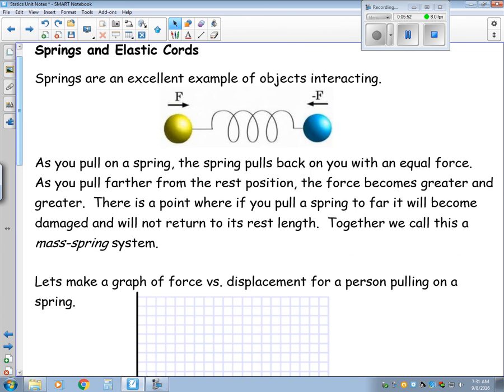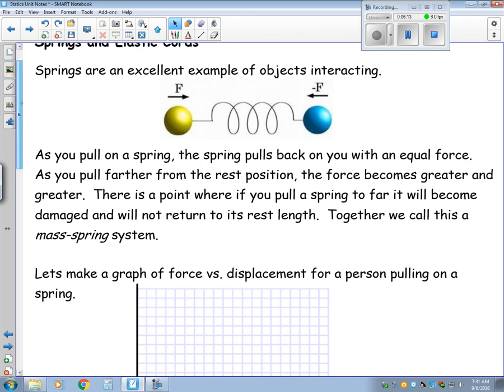As you pull farther from the spring's rest position, the force becomes greater and greater. Now, obviously, if you pull the spring too far, the spring will become damaged. But before it becomes damaged, there's this nice relationship. We call this a mass spring system.